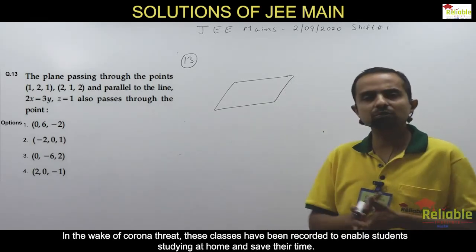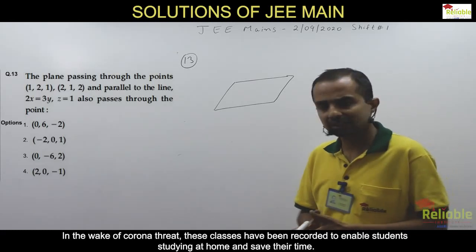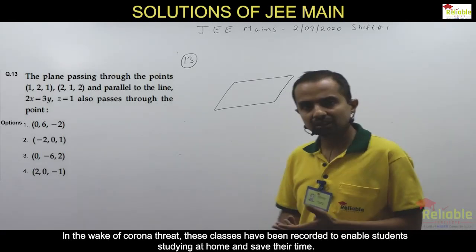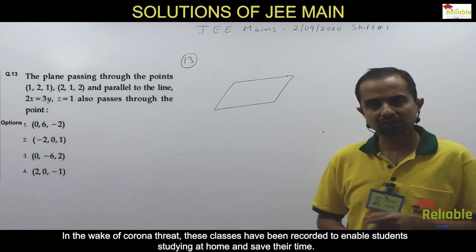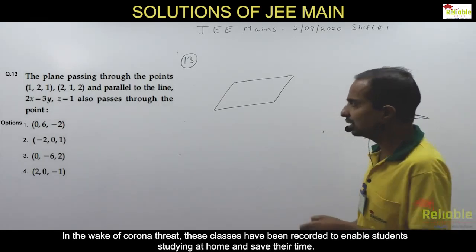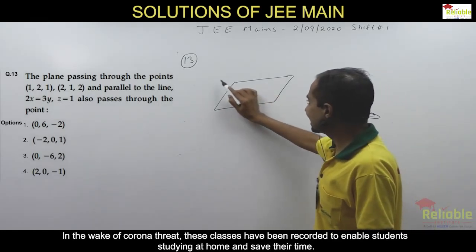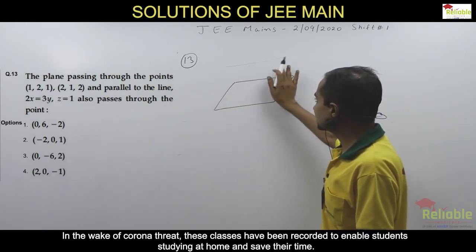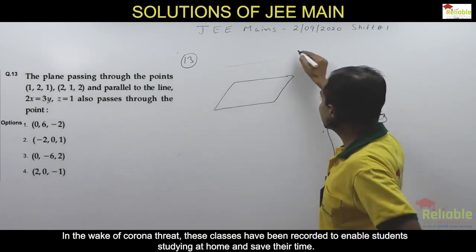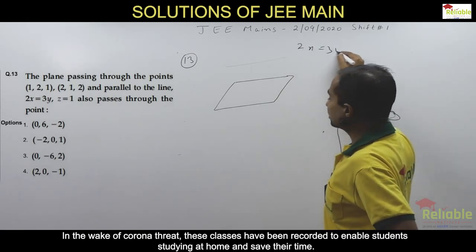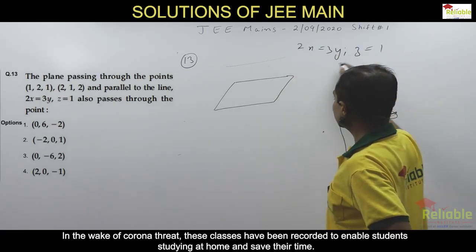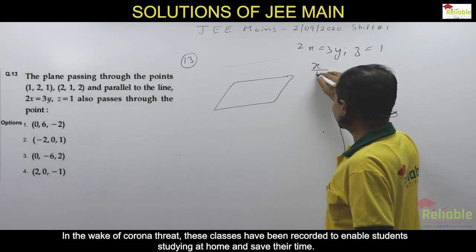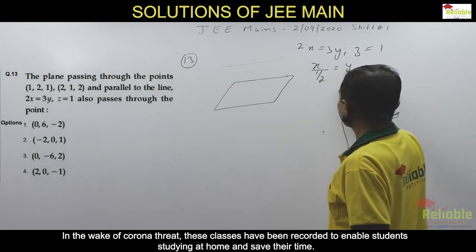So the main intellectual bottleneck in the question is that you have to find the equation of plane. Now what all information have they given in order for us to find the equation of plane? They have said that there is a line which is parallel to the plane. So this is a line which is parallel to the plane. Now what is this line? 2x equal to 3y, z equal to 1. So let me just get it in symmetrical form.